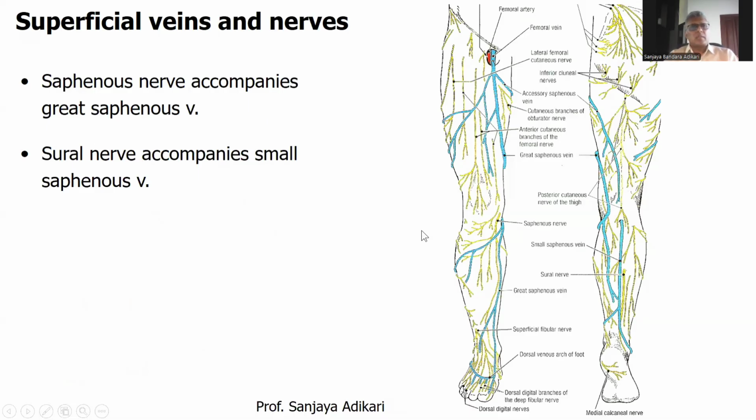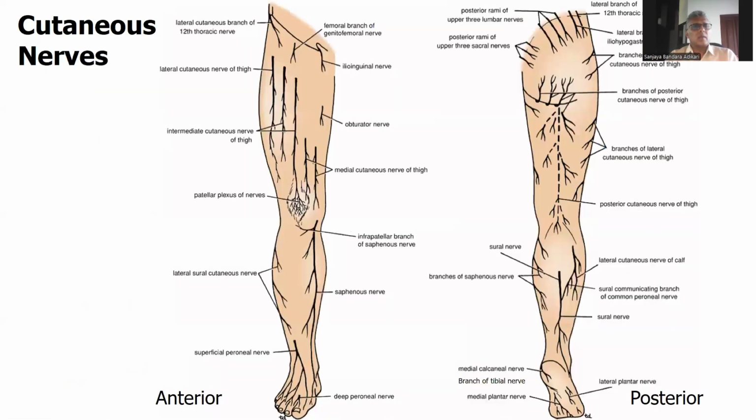Then, we mentioned the nerves accompanying the two veins, the saphenous nerve and the sural nerve. Then we will take a look at some of the important nerves and any clinical situations associated with cutaneous nerves. Now, number one is the lateral cutaneous nerve of the thigh. This is coming from the lumbar plexus. The lateral cutaneous nerve of the thigh is also called the lateral femoral cutaneous nerve. Either you call it lateral cutaneous nerve of the thigh or lateral femoral cutaneous nerve.